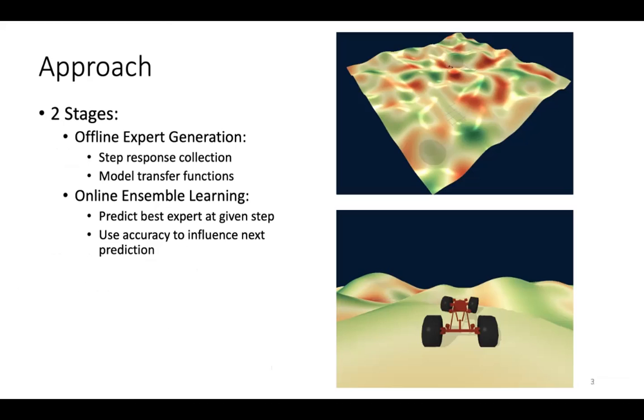Our approach has two stages. In the first stage, we generate offline experts by collecting step responses and modeling transfer functions off of them. We then set up these experts in an online ensemble that predicts the best expert at a given step in simulation. The accuracy of each expert at the step is then used to influence the next prediction. This experiment was done in our physically accurate simulation in randomized terrains, where the green areas correspond to more friction and the red areas correspond to less.